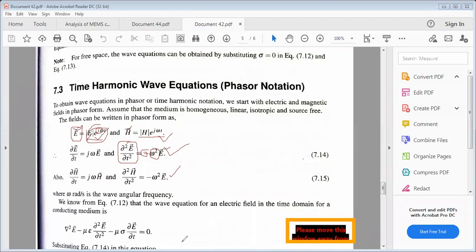In phasor notation form, the electric and magnetic components are represented in exponential format. That is, E as E into e power j omega t and H as H into e power j omega t. Those two are the electric and magnetic components.